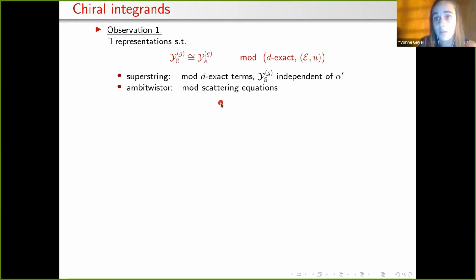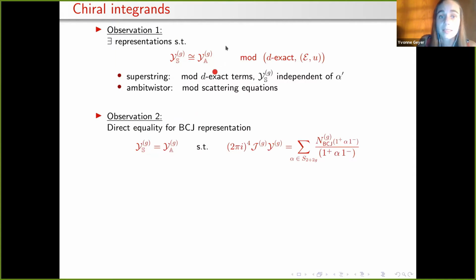Now, in fact, we can say something stronger. We can precisely identify what this representation is for which this is true. And the direct equality is true for the BCJ representation out of all possible representations. What do I mean by this? The BCJ representation is the one where I take the Ambitwistor one, restrict to the nodal sphere without using the support of the scattering equations. And there is just a direct equality between the Jacobian and the Y that comes out of this, and the BCJ representation, by which I mean the sum over the BCJ numerators over the Parke-Taylor factors.